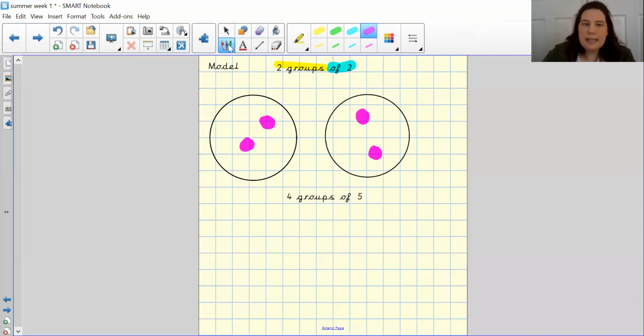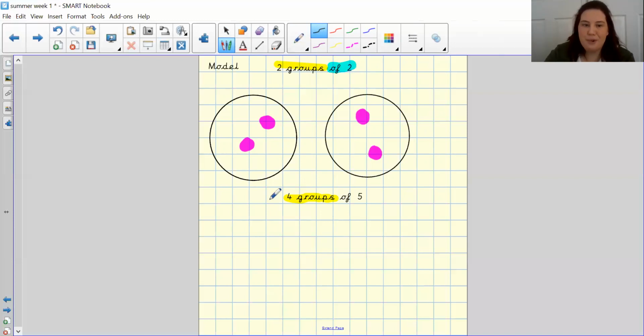Now I'm going to do the next one for us together. So what do you think I need to do first? Well done. So the first thing I need to do is have a look at what it tells me. So 4 groups of 5. So I'm going to underline, well, I'm going to highlight, you can underline the key word. So 4 groups. That means I have to draw how many groups?